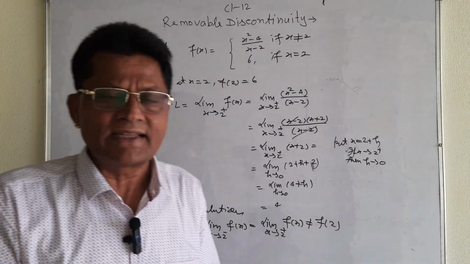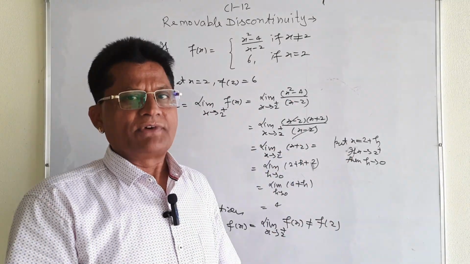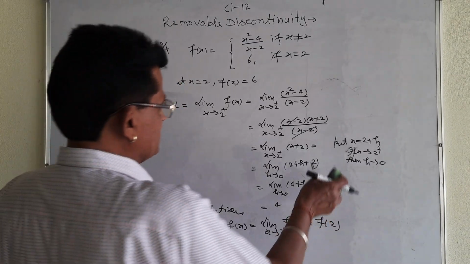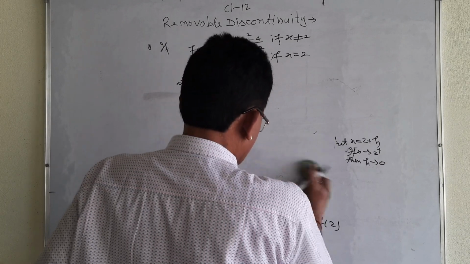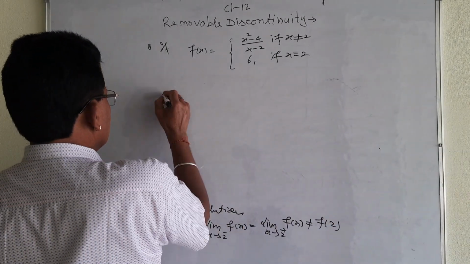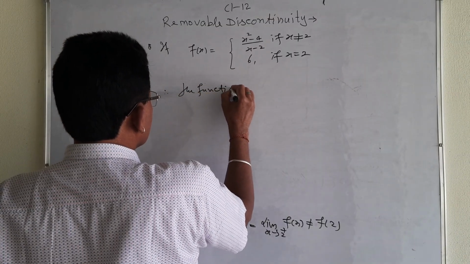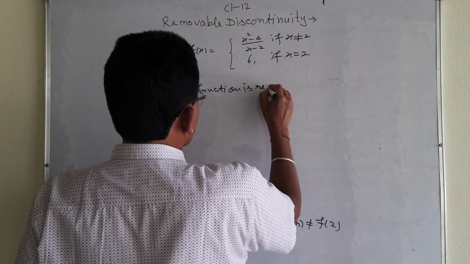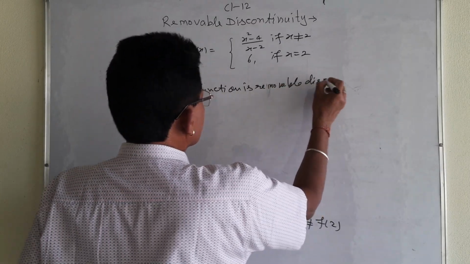Then what type of function is there? The function is a removable discontinuous function. Let me write it here: the function is removable discontinuous. Therefore, the function is removable discontinuous.